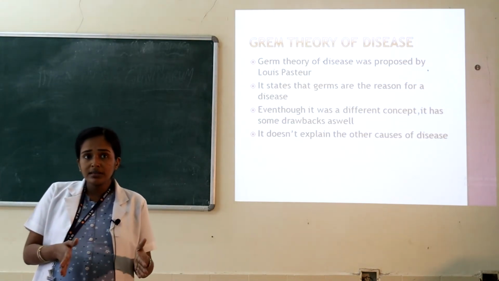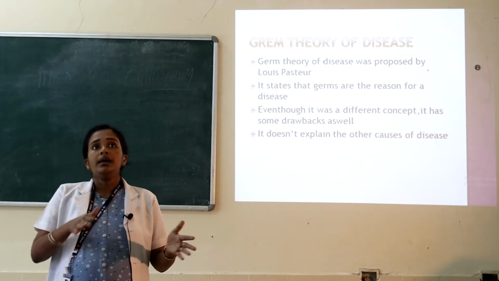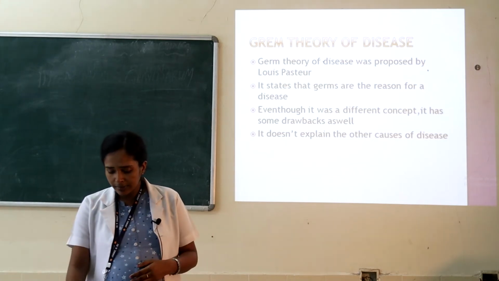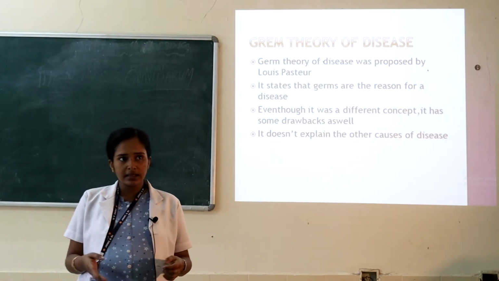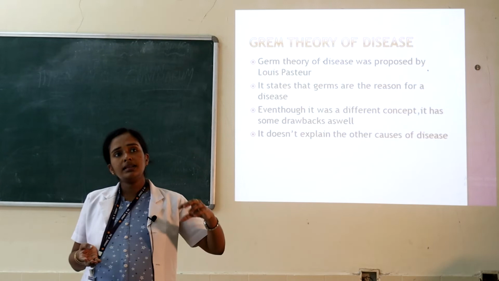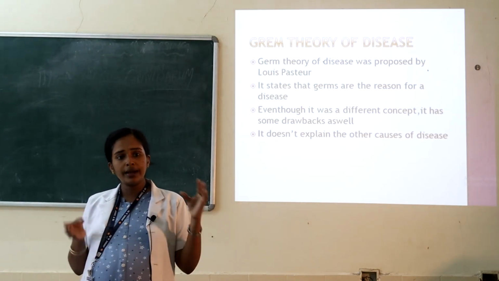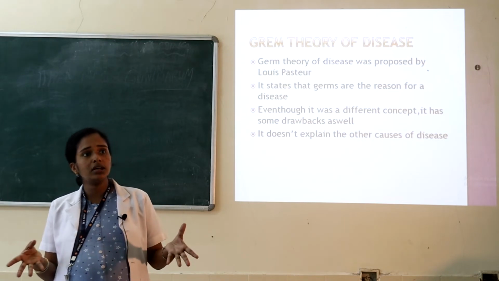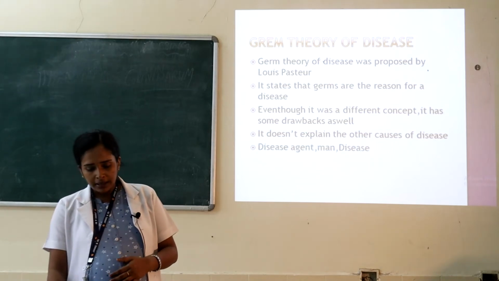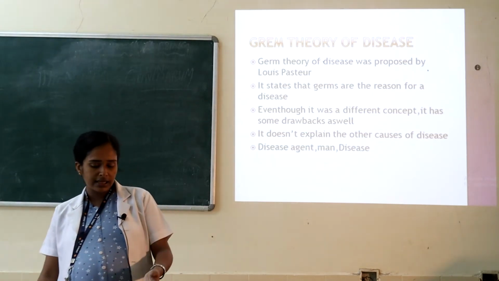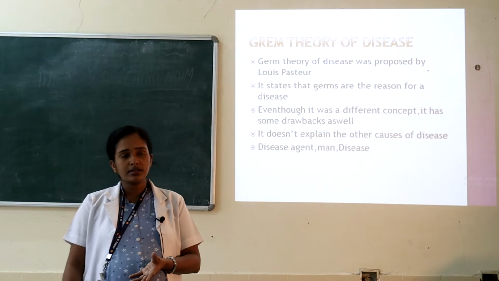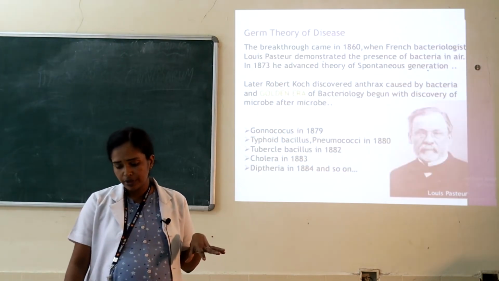So germ theory of disease was a turning point, a breakthrough in disease causation theories. Even though it was a turning point, there were some limitations. According to germ theory, a disease is caused by a causative agent, which is a microbe. The microbe enters into the host body and there will be disease. So that is the explanation of germ theory. The disease agent enters into the host, which is man, and this disease agent produces disease. This is the explanation of germ theory of disease.